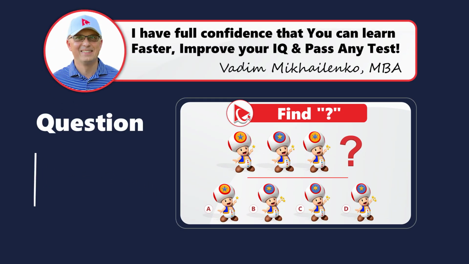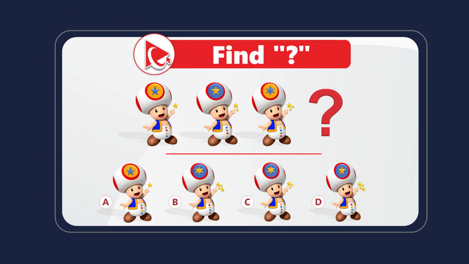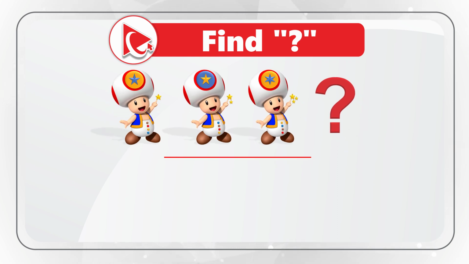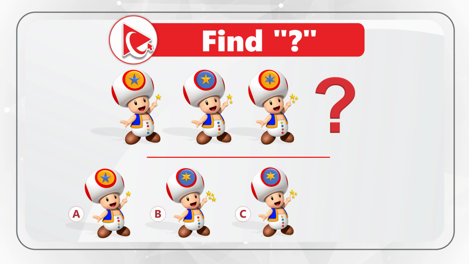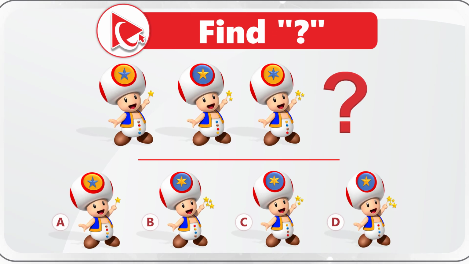And now I have a surprise question for you to practice your skills. You're presented with the sequence of wizards. You see 3 wizards on the screen and the 4th wizard is missing. And you need to find the missing wizard out of 4 possible choices. Choices A, B, C, and D. Take a close look to see if you can select the next wizard in the sequence.